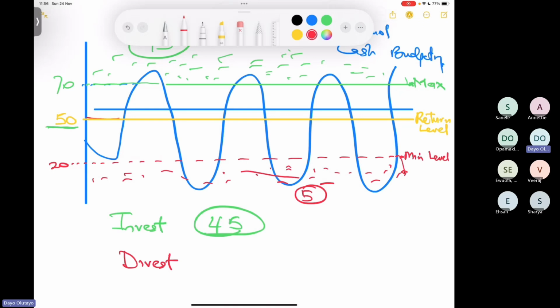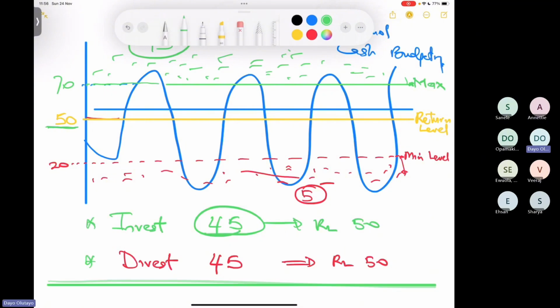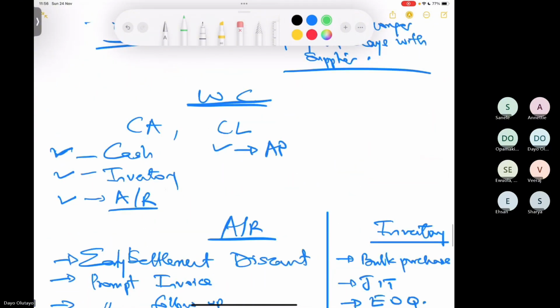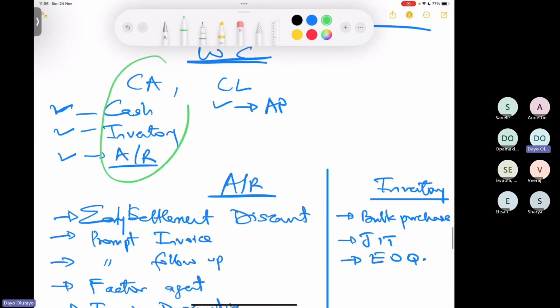How much? You need to go back to 50. So which means you need additional 45. So likewise, you need to divest 45, such that this takes you back to return level of 50. And likewise, this takes you to return level of 50. This is Miller Orr in summary, and it's not more than that. But definitely you need to remember your calculation and all of that. Okay, that is summary of current asset management.